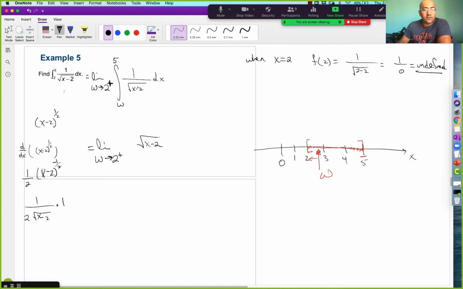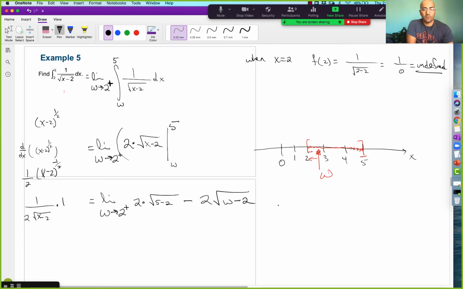The derivative of this is almost that, except we have to get rid of that constant, so we throw in an extra 2 there. And now I can say that the derivative of this is exactly that. So this gets evaluated as x ranges from w to 5. And so this is going to be the limit as w approaches 2 from the right-hand side of 2 times the square root of 5 minus 2, minus 2 times the square root of w minus 2. Good, good, good.